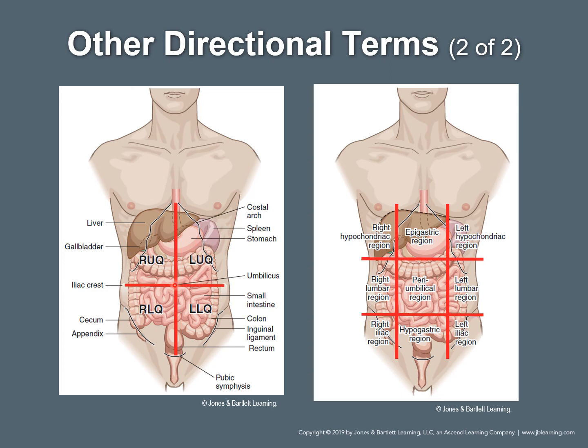Part of the umbilicus. The umbilicus is going to be right here. It's going to kind of be your cross point right there. Left lower quadrant is the small intestines, the colon, the inguinal ligament, if you've ever heard of anybody having an inguinal hernia, the rectum, the pubis symphysis. Right lower quadrant is the cecum and the appendix.